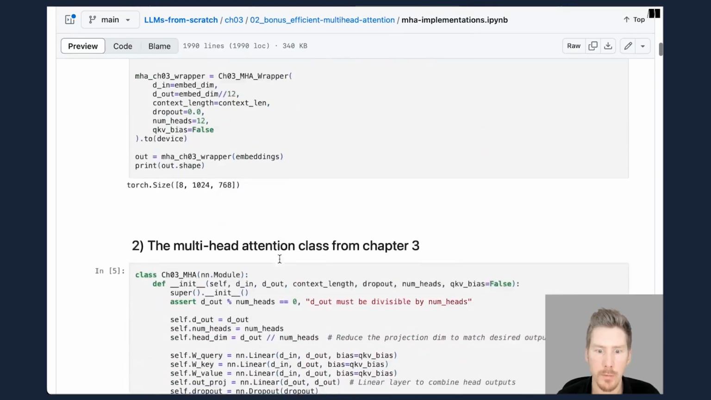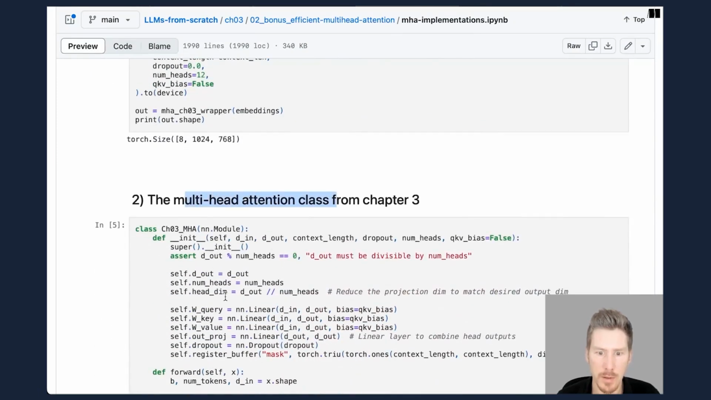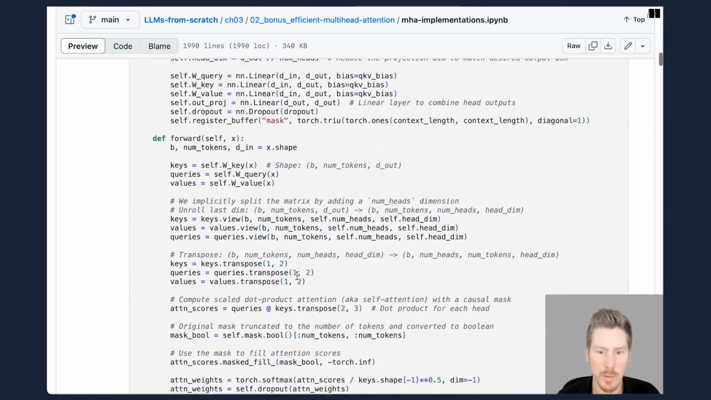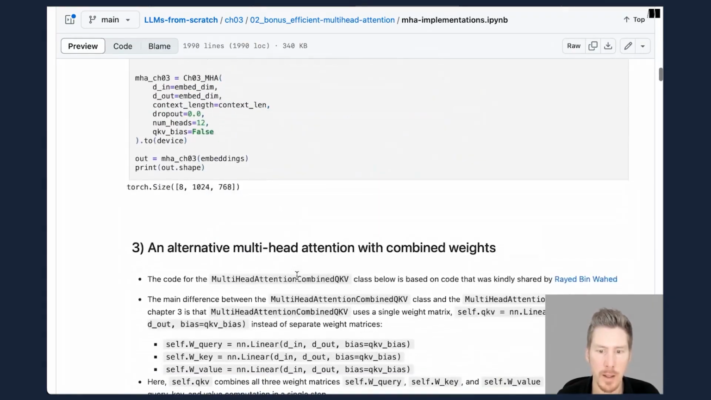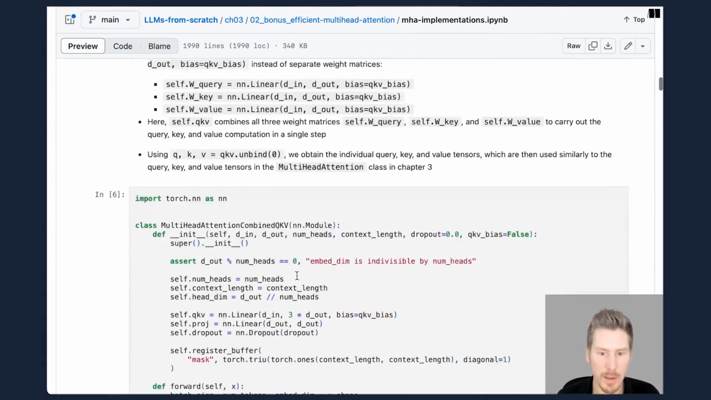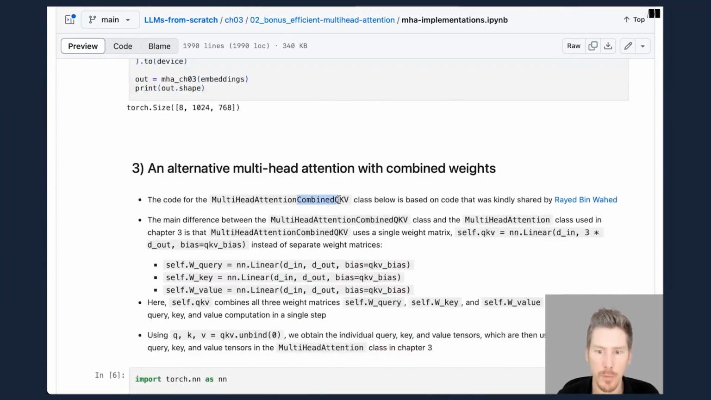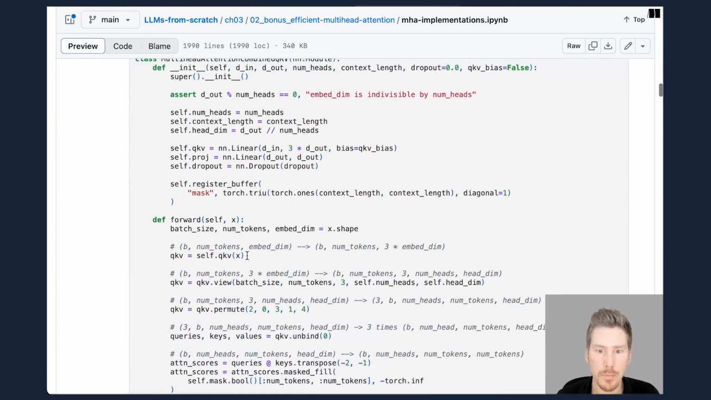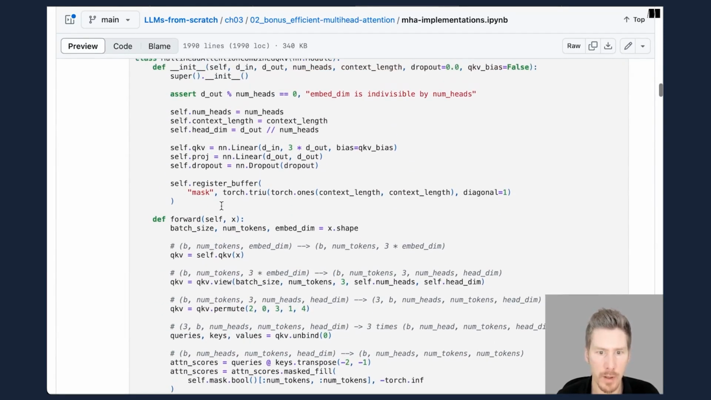Next, I have what we've just implemented, the more efficient version. This is what we've just implemented. Then I have another way of implementing it here with combined QKV matrices. This was suggested by a reader. And here, what we are doing is instead of having a separate value, key, and query matrix, we only have one matrix here. So it's a 3 times as large matrix.